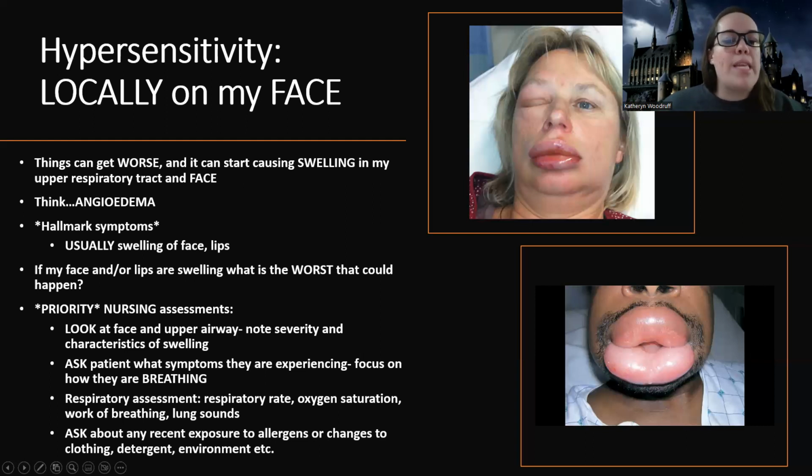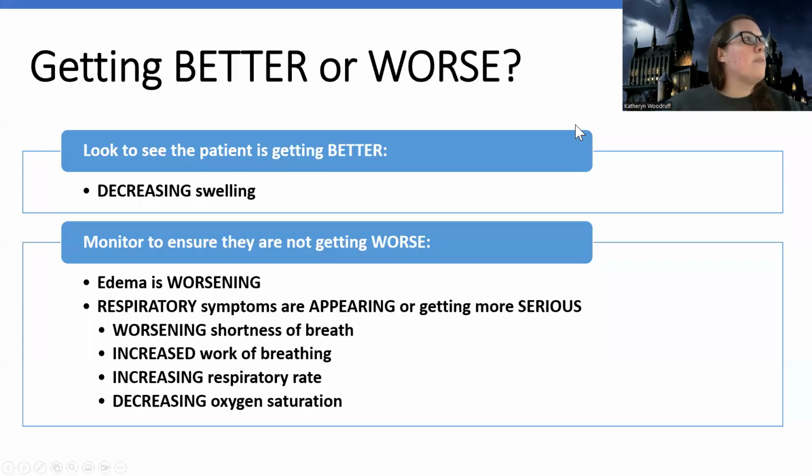So, how are they breathing? What's their respiratory rate, oxygen saturation, work of breathing? What are their lung sounds? You should be able to hear air moving in and out. And then again, same stuff, like what was their recent exposure? Did they try any new foods? Is there something new that they were exposed to that might have caused this?